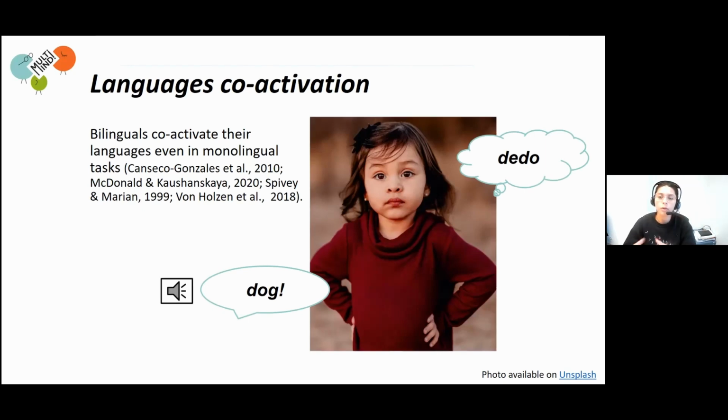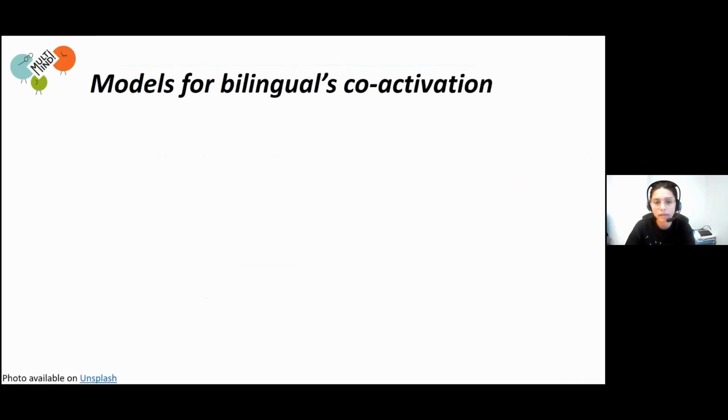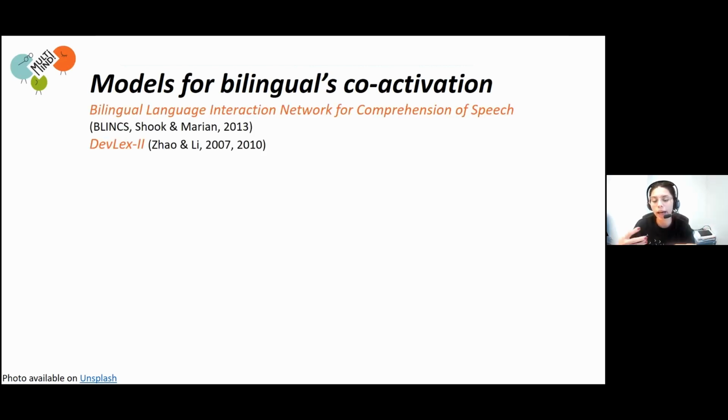There are plenty of models which have been proposed to explain the mechanisms underlying this co-activation of languages in the bilingual's mind, but I will focus mainly on these two models, especially the BLINCS model, which has been proposed to explain how the mental lexicon of a bilingual is organized.